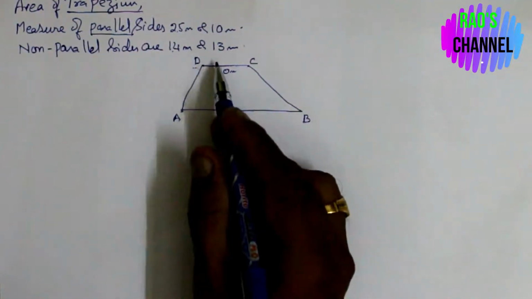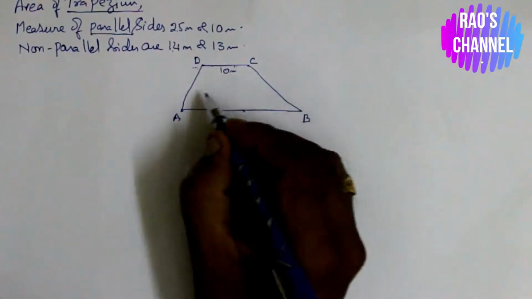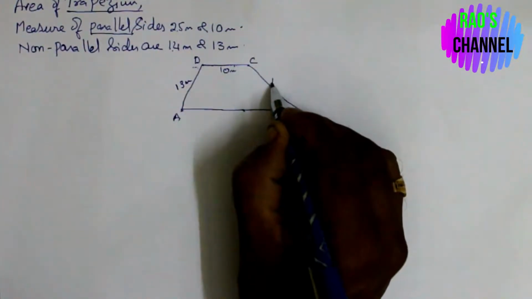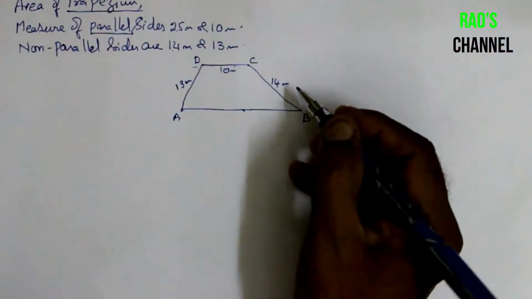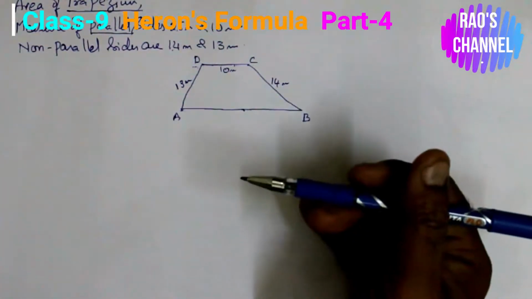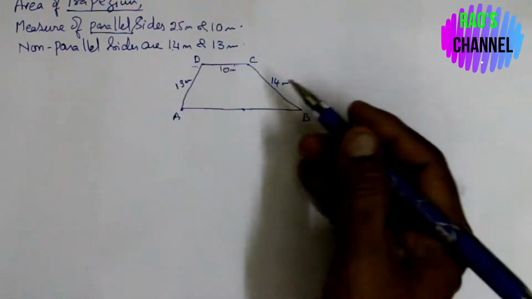Here ABCD is a trapezium and these two are parallel, these two are non-parallel sides. One is 13, other is 14 meters. Here also we want a diagonal. But by drawing a diagonal, as in the previous question, it may not help us.